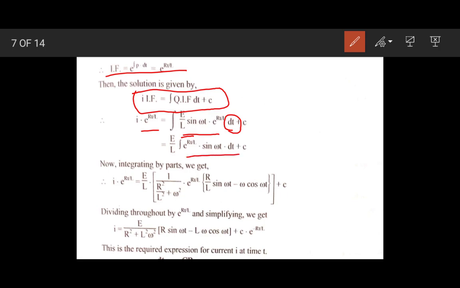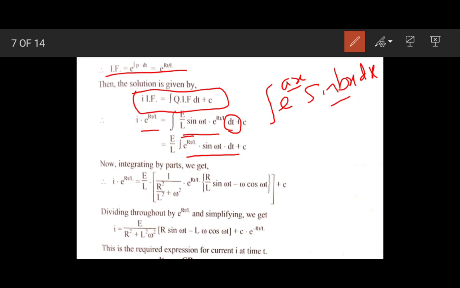Now for the integral of e raised to Rt/L times sin ωt, I am going to use one formula which I think is not given in your formula list. So just take down the integral of e raised to ax times sin bx dx, where the coefficient of x in the exponent is a and the coefficient of x in the sine is b.